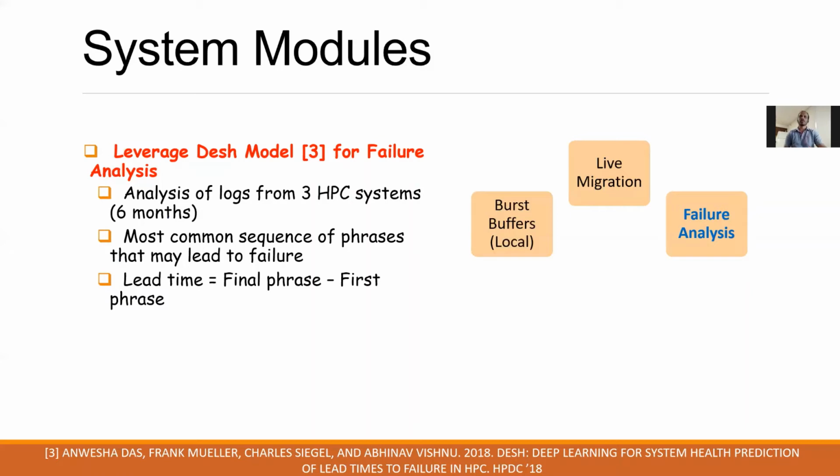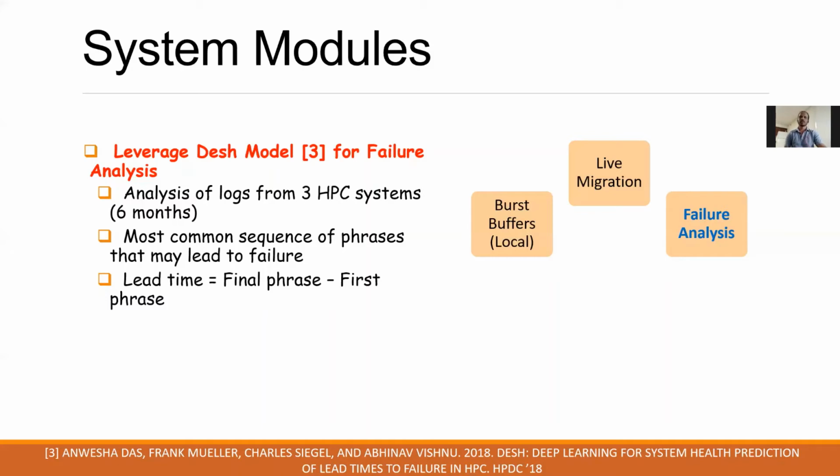The third module in our system is the failure analysis module. In this module, we leverage the Desh model to analyze the logs of 3 modern HPC systems over a period of 6 months. In this analysis, we find all the instances of common sequences of phrases that may lead to a failure. We consider those instances as faults in our simulation. We calculate the lead time for each failure as the time difference between the final phrase and the first phrase.